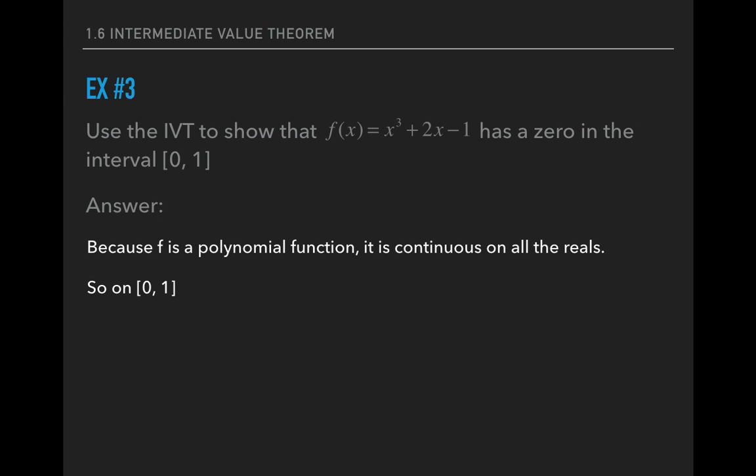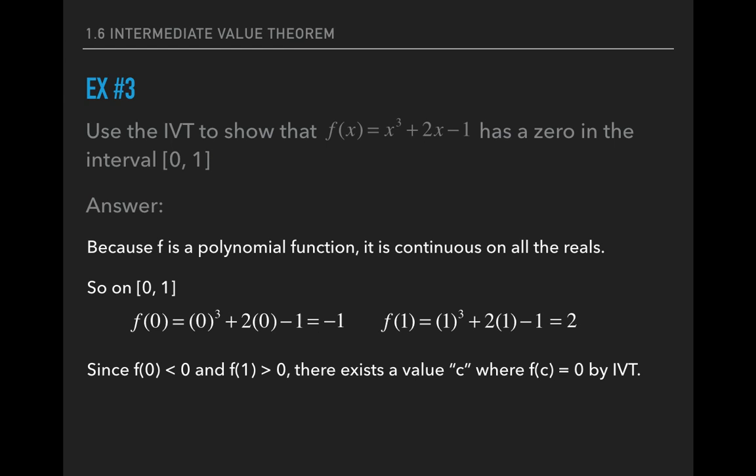And now we're going to look at this interval. Specifically, when you plug in 0, the output is -1. And when you plug in 1, the output is 2. So at 0 it's -1, and at 1 it's 2, and you have to move continuously up from -1 to 2, so you're definitely going to go through 0, because f(0) is less than 0 and f(1) is greater than 0. So there must exist a value of c such that when you plug it in, it's going to give you 0, by our theorem.